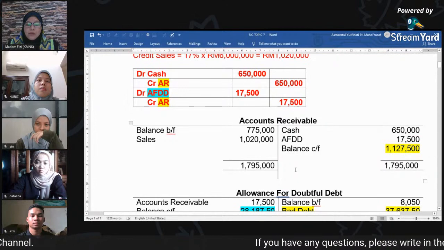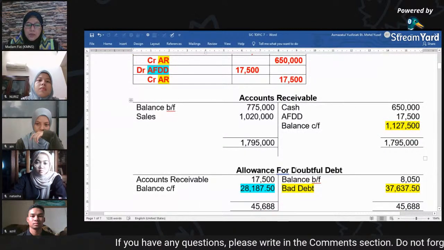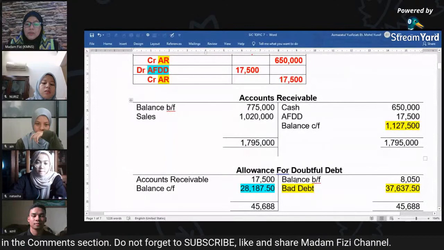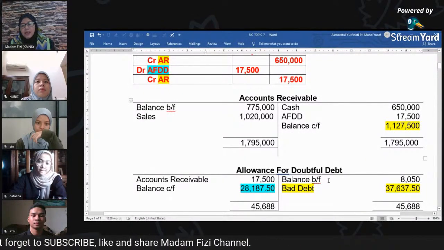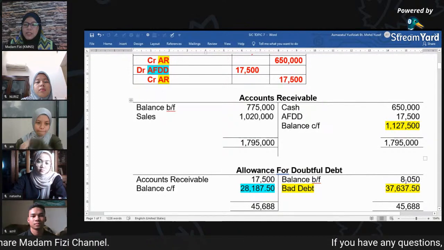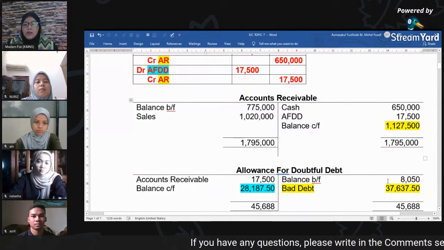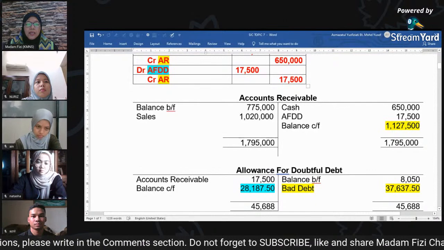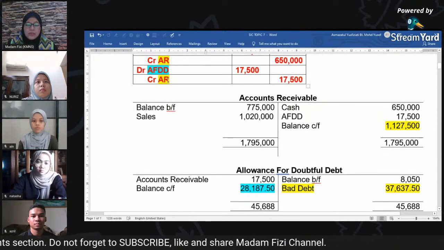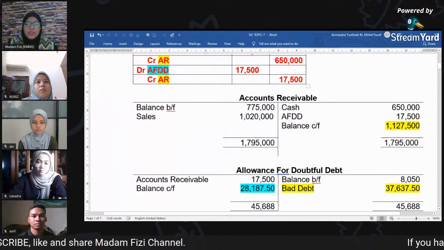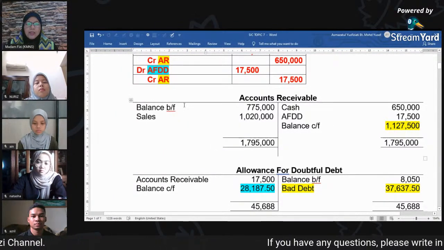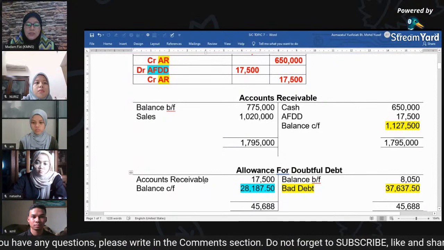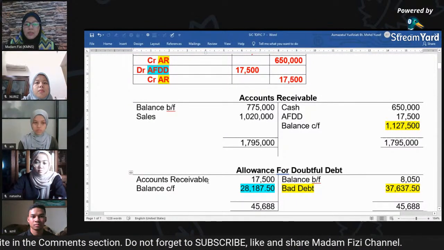Okay, the other one you have to do is the allowance for doubtful debt T account. Okay, so the balance brought forward is at the credit side, 8,050. Where did you get this figure? At the question above. Okay, now just now we have recorded the journal entry, debit AFDD, credit accounts receivable. So AFDD is affected at the debit side. So write down 17,500 at the debit side. The account is accounts receivable.